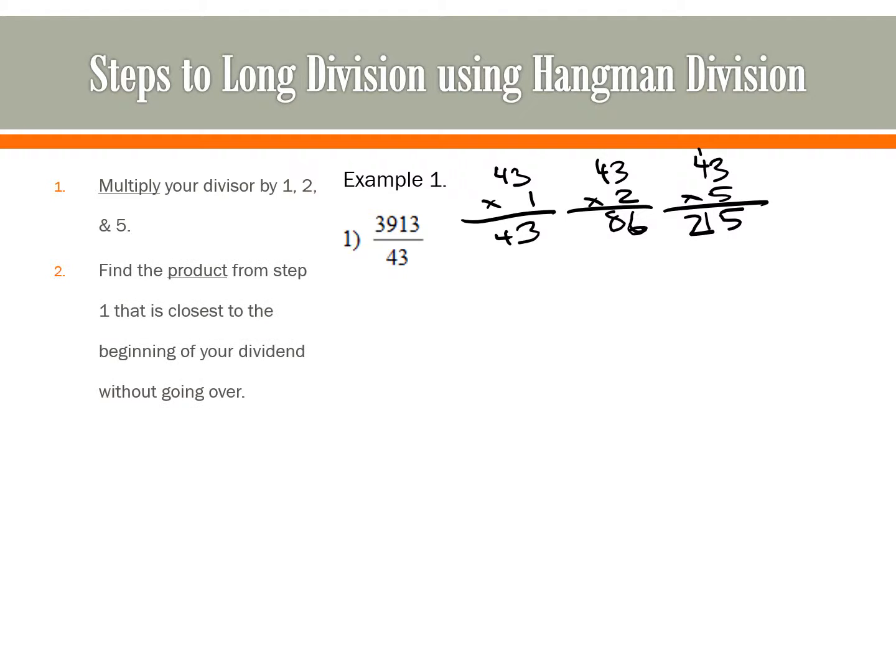The very next step is to find the product from step 1, so 43, 86, or 215, because remember product is the answer to a multiplication problem. We want to find the product that is closest to the beginning of the dividend, the top of the fraction, that's what dividend is, without going over, okay? So we're going to make a little hangman division.